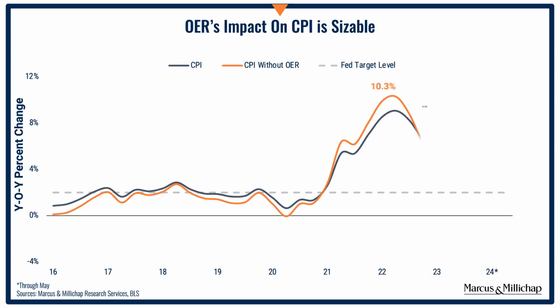Now, some economists are advocating that we stop using owner's equivalent rent in the inflation measurement. And if that were done, the current CPI inflation rate would be about 2.4% instead of the current reading of 3.3%. But here's another idea.